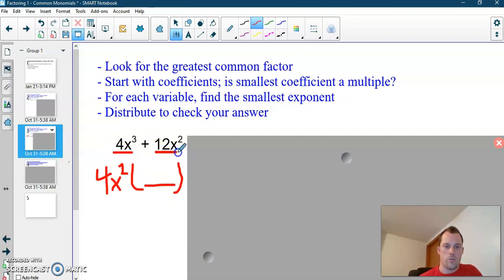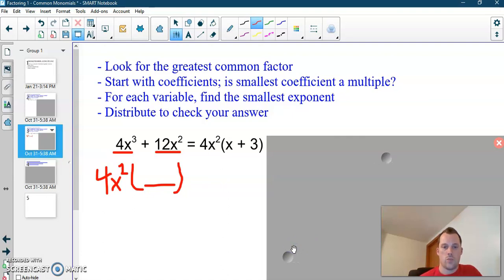take the terms in their polynomials and almost set it up like a fraction, so they divide this term by 4x squared and this term by 4x squared to see what's left inside. Well, we know distributing is multiplying, and since distributing and factoring are opposites, factoring is basically dividing a term out. So that's where that dividing comes in. So we end up with x plus 3 once we factor the 4x squared out of each of these terms.